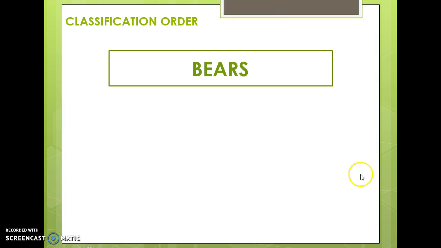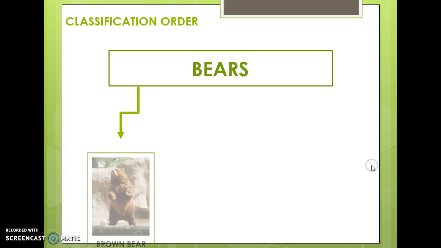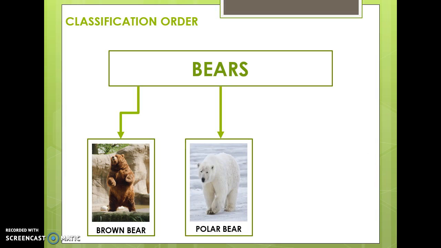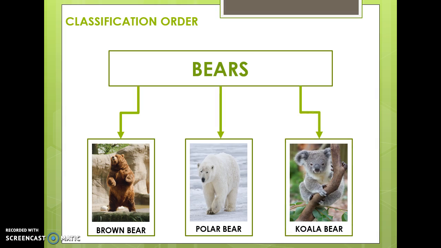This is classification order. We have bears, and then we have that larger category broken down into specific classifications. First, the brown bear, then the polar bear, and finally, the koala bear.